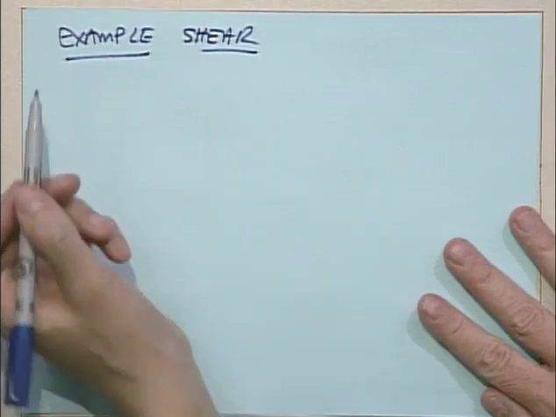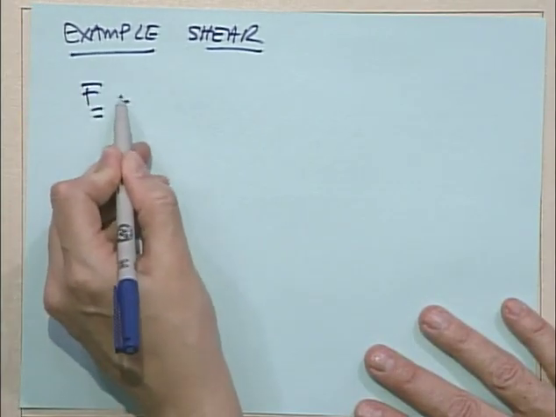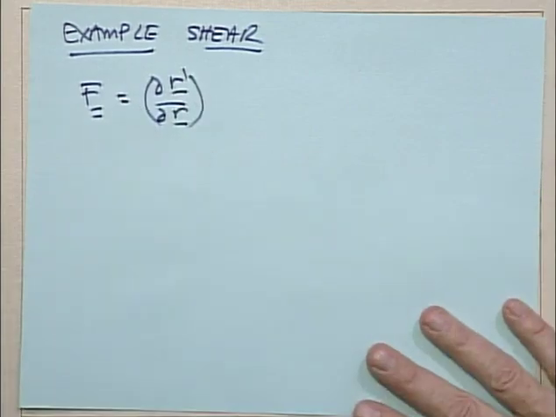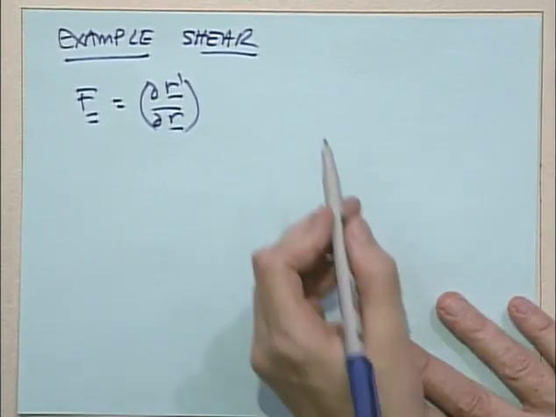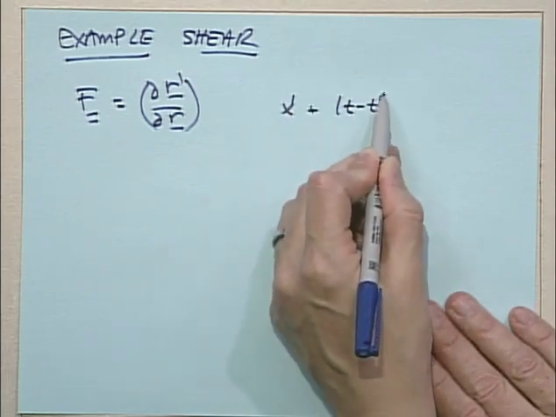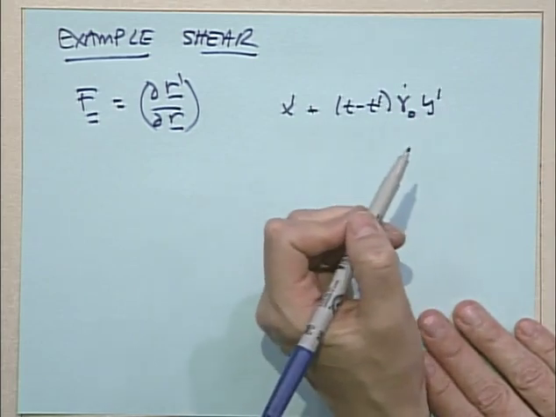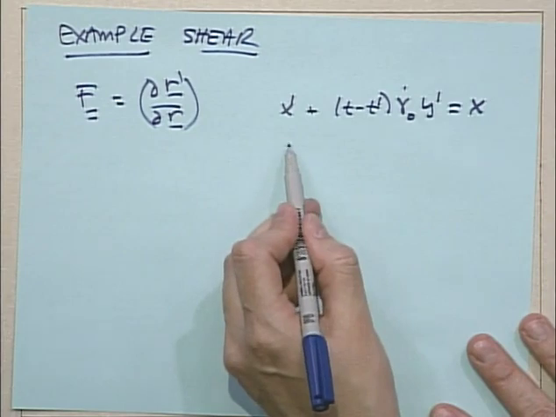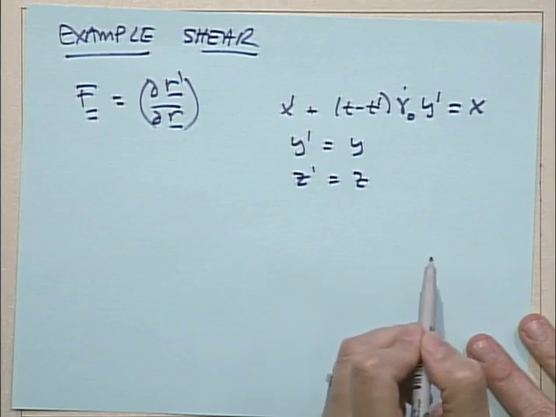In shear flow, if we want to calculate F, F is dr prime dr. And we have it here. We have x prime plus (t minus t prime) gamma dot naught y prime is equal to x. We have y prime equals y. We have z prime equals z.